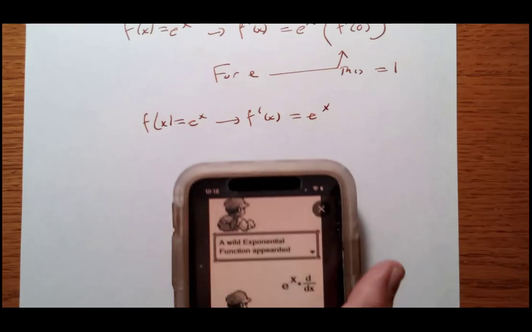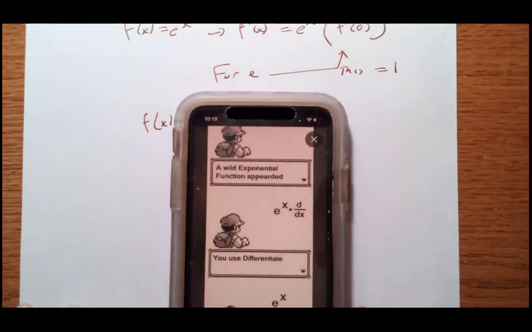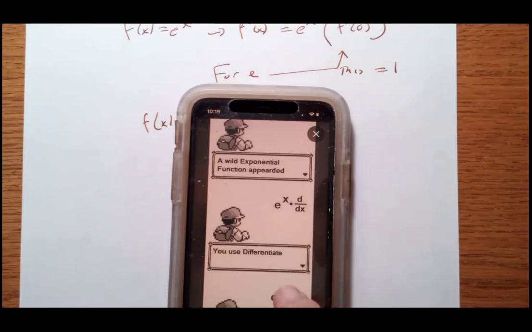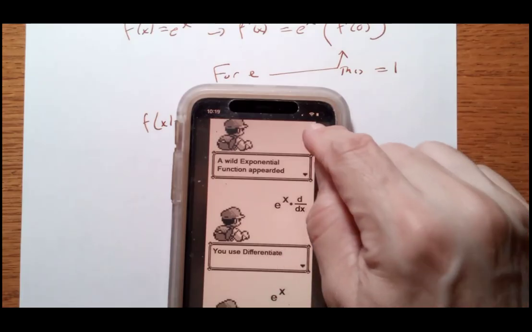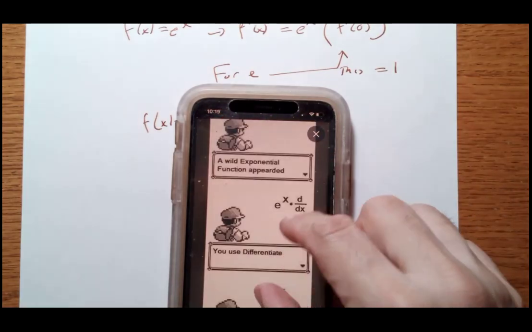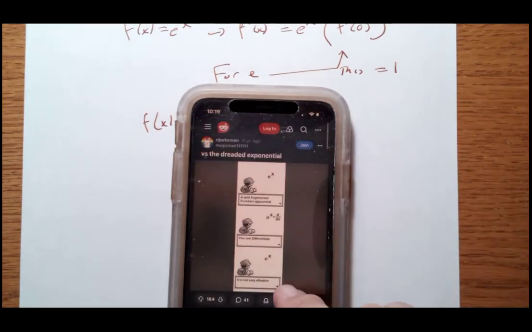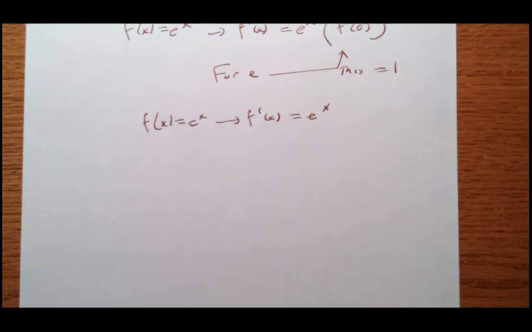To go with that, we have a cartoon. You use differentiate. Oh, come on, show me the bottom of the cartoon, people. There's the bottom of the cartoon. It's not very effective. You take the derivative of e to the x, you just get e to the x again. It never goes away. And that makes my life a lot easier.